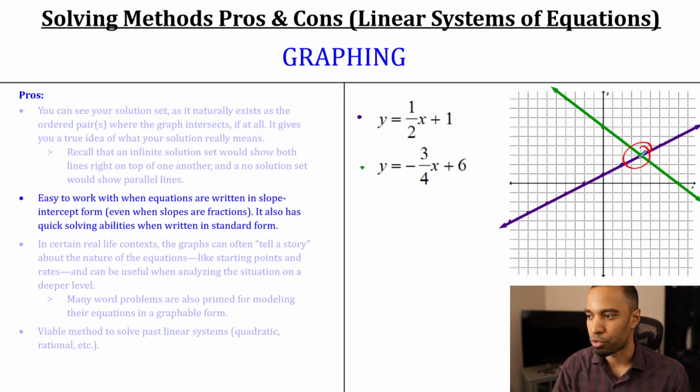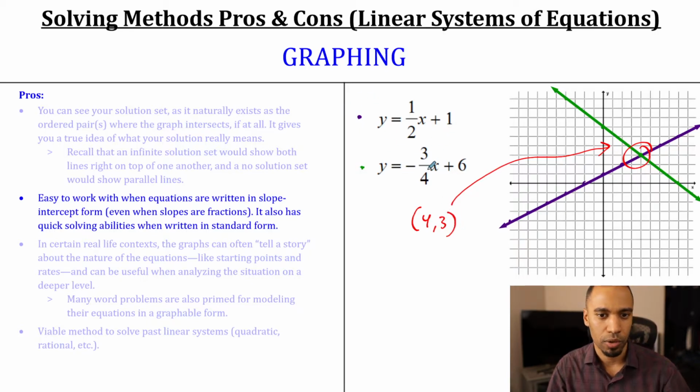Anyway, as I was talking through that, you can see that I found this ordered pair right here. It looks like it's 4, 3, and that's through graphing these two that were in slope-intercept form. Notice if I did solve through elimination or substitution with fractions, I'd have to deal with those fractions in some set. And here, I want the fractions in order to solve this one.